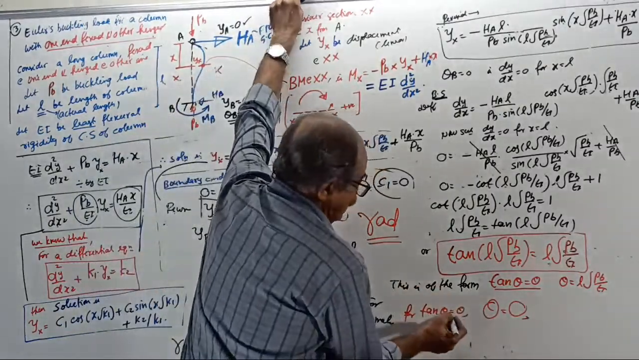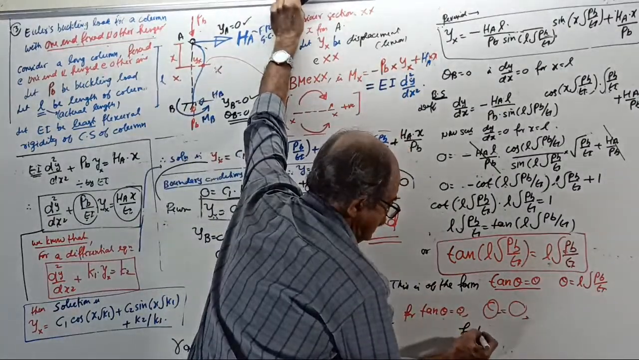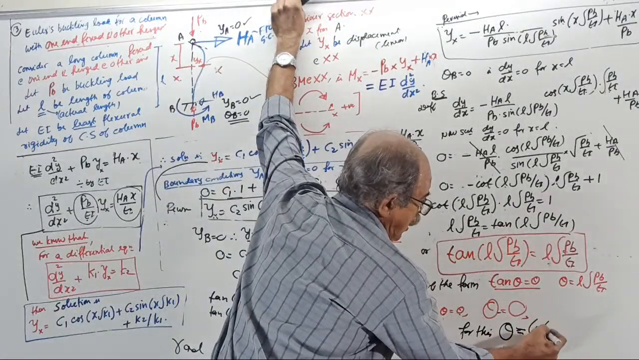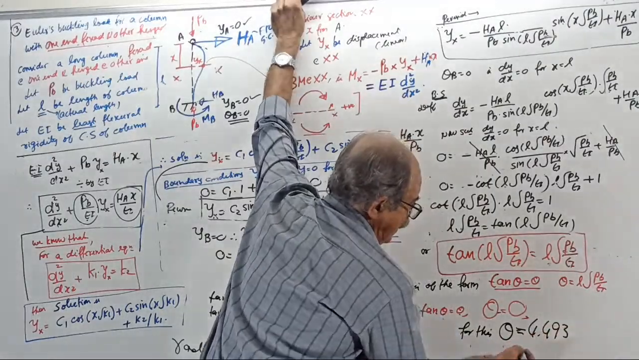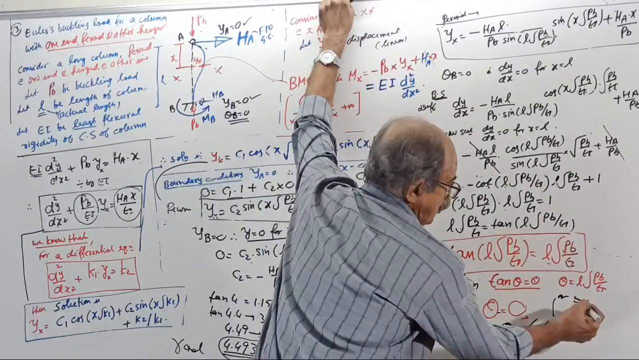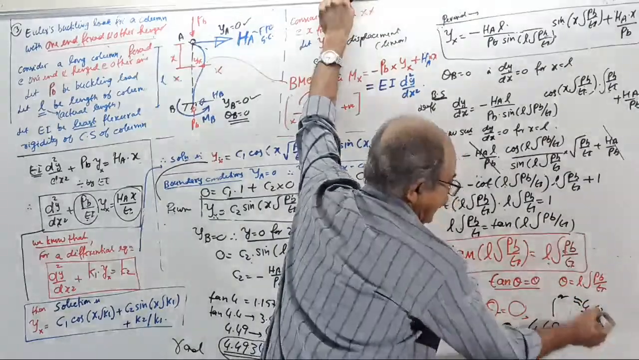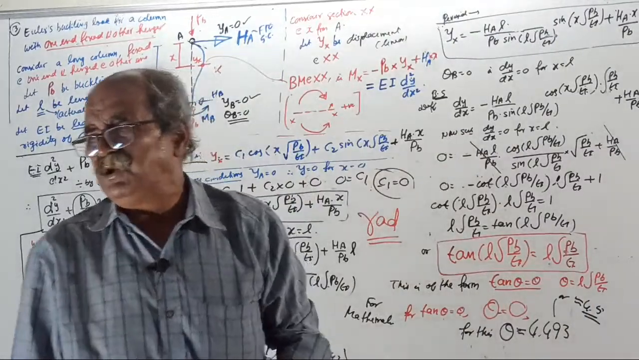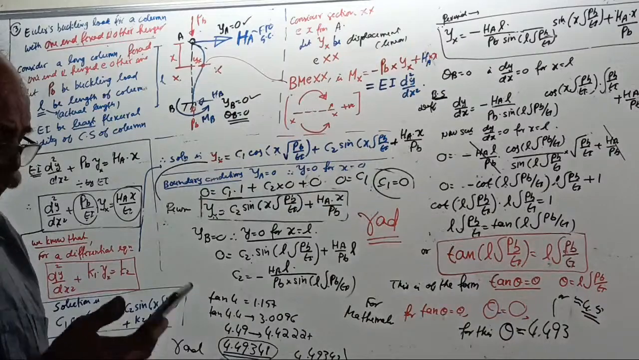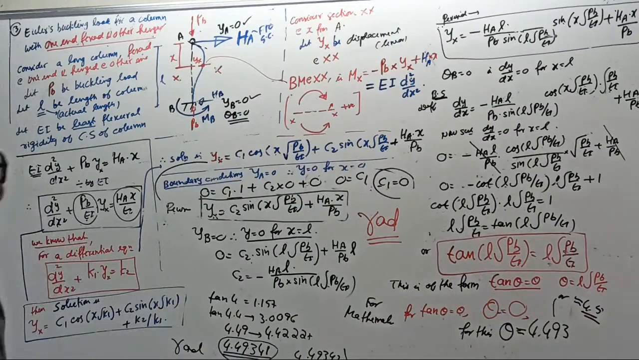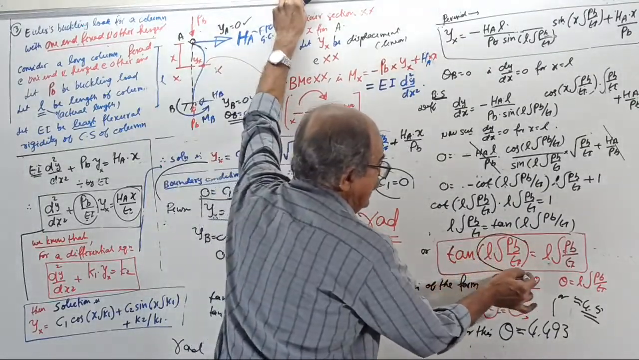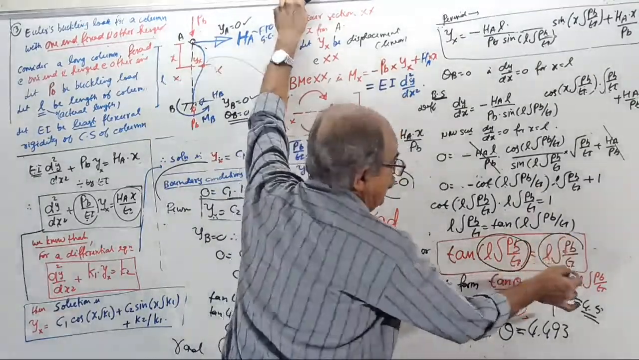Tan theta equals theta for this, theta is approximately equal to 4.493, or people usually say approximately 4.5. Throughout the world, any textbook you see, they will write approximately equal to 4.5. But we will write 4.493. Therefore, remember, tan of L root P_B by EI equals L root P_B by EI.